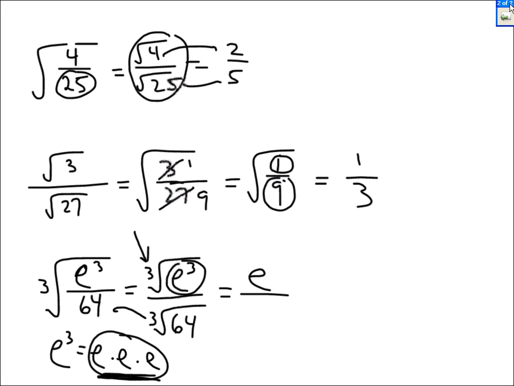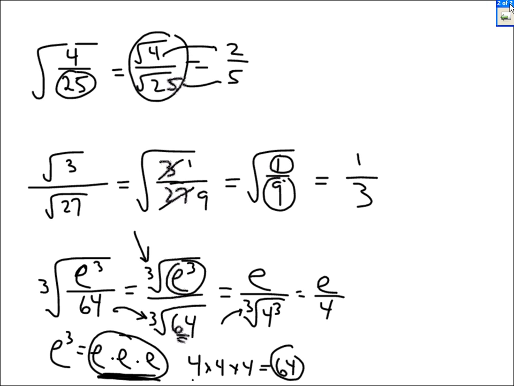Bottom. What times itself 3 times gives me 64? Well, 3 times 3 times 3 is 27, but 4 times 4 times 4 is 64. Keep in mind that 64 is 4 cubed. What times itself 3 times gives me 4 cubed? 4. What times itself 3 times gives me 64? 4. So it's e over 4.